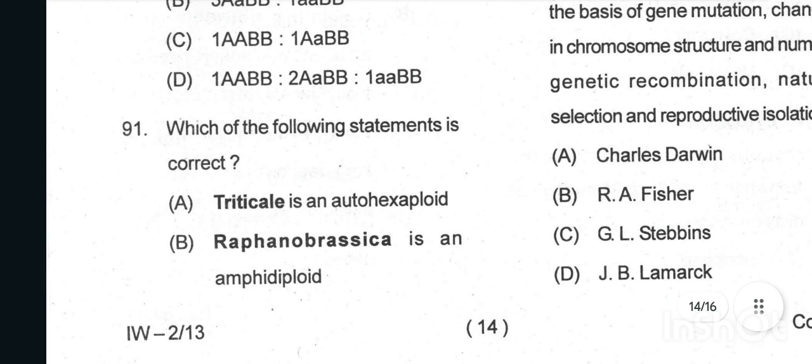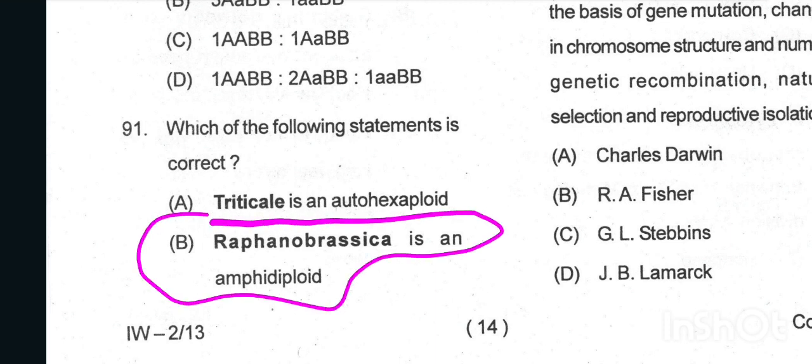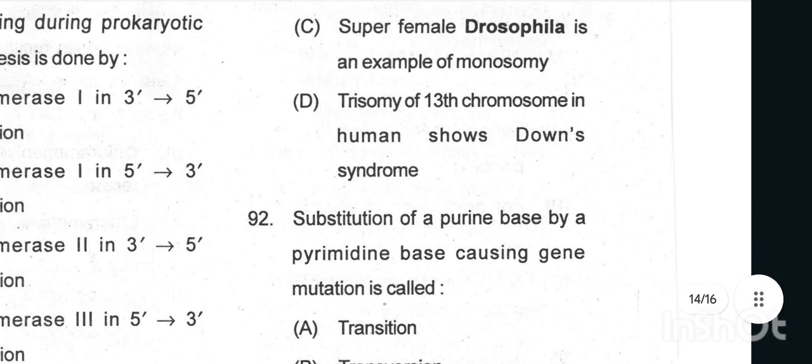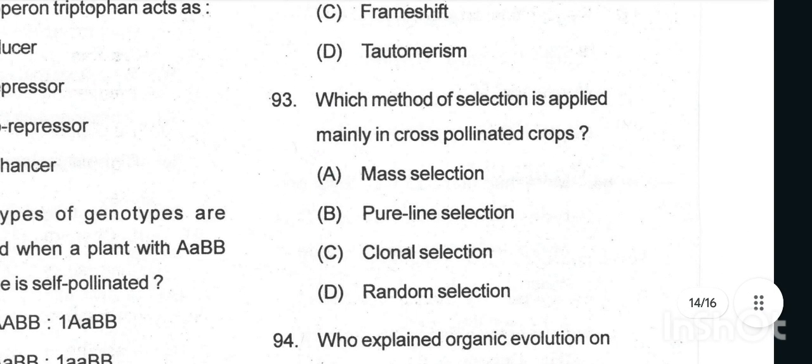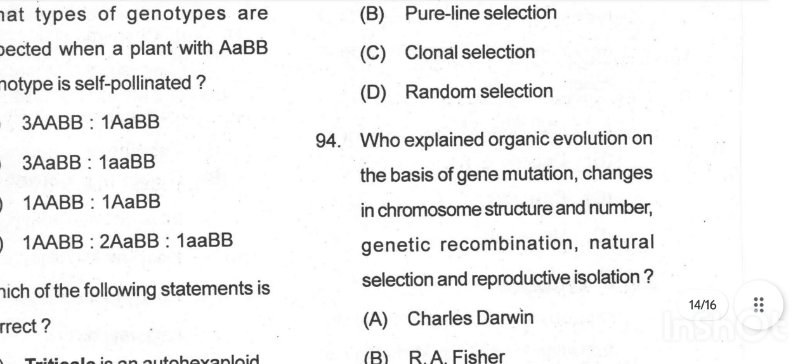Which of the following statement is correct? Triticale is an octoploid. Raphanobrassica is an amphidiploid. So it is the correct statement. Question number 92. Substitution of purine by pyrimidine base is called transversion. When it is purine by purine, called transition. Which method of selection is applied mainly in cross-pollinated crops? So it is your mass selection.